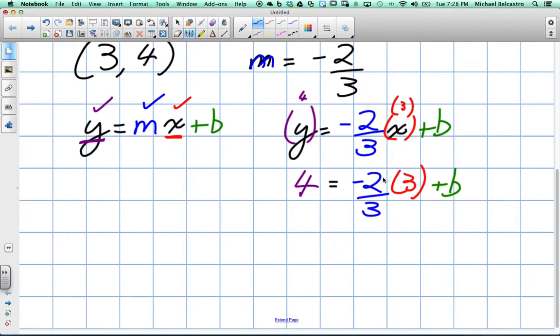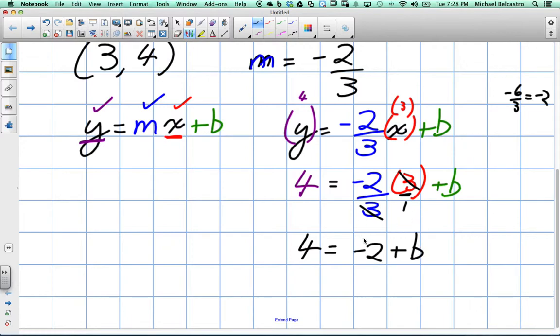When I do that, I just have to start simplifying. So 4 is equal to, what would negative 2 over 3 times 3 be? Negative 6 over 3. In other words, negative 6 over 3 is actually equal to negative 2, right? These 3's kind of cancel each other out. So we have negative 2 plus b.